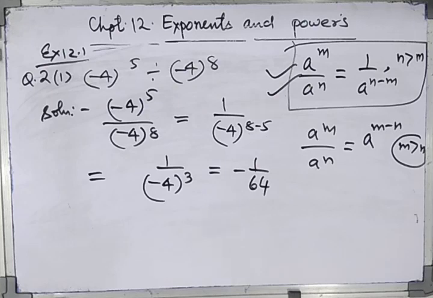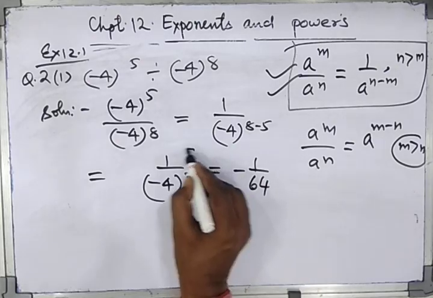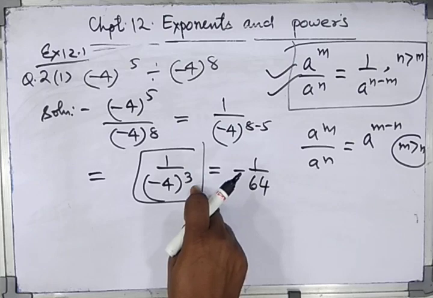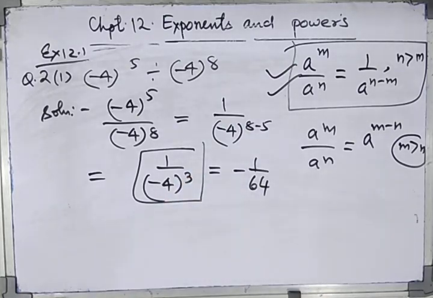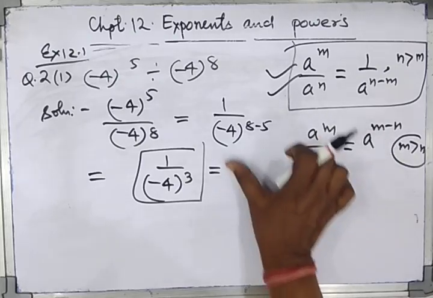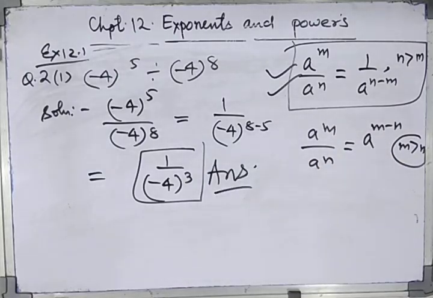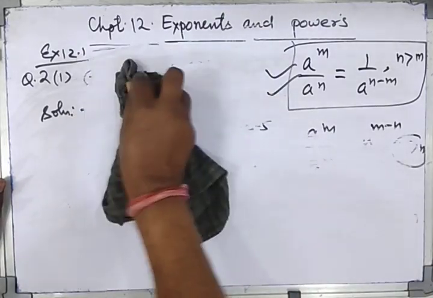Otherwise, in exponent form, according to the question, students, simplify and express the result in power notation with positive exponent. So this will be equal to 1 by minus 4 raised to power 3. 3 is the positive exponent, so nothing more is required, student. This is the answer. Next, question number 2, second one.